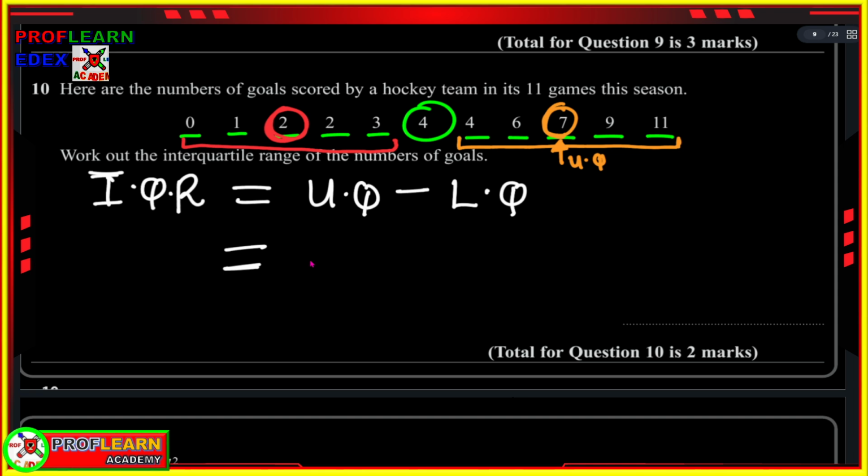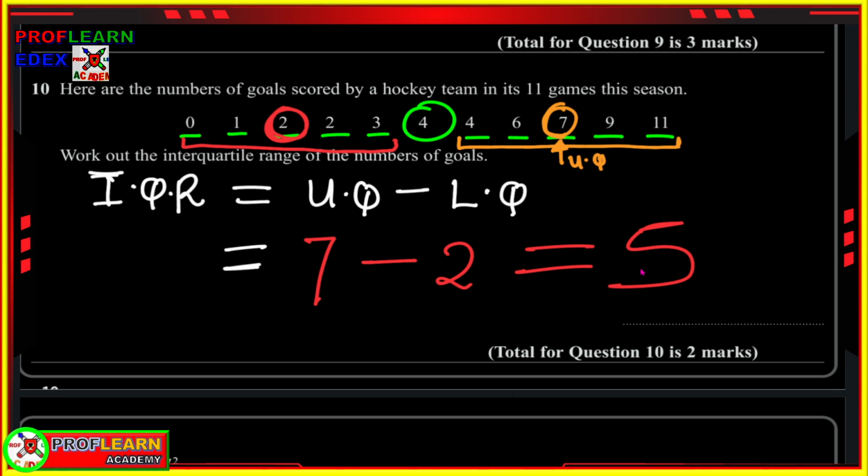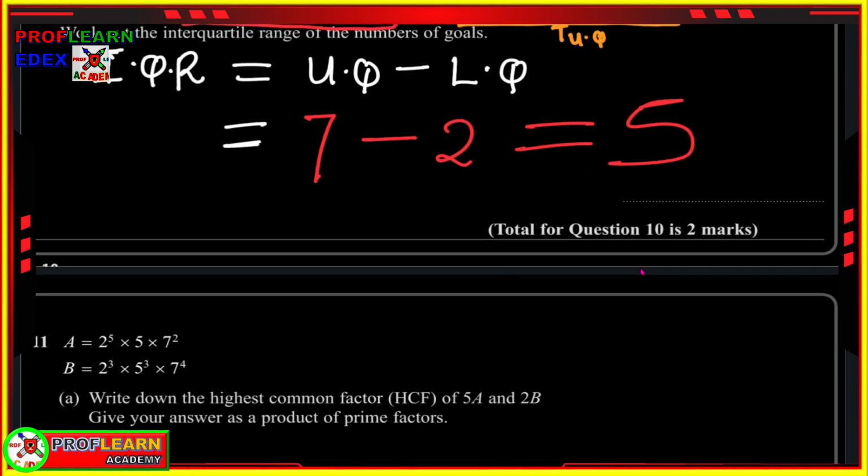So which means the interquartile range is going to be 7 minus 2, and that is going to translate to 5. So that is how you do it. And when they ask you about the range, it is the largest minus the lowest part of the data.